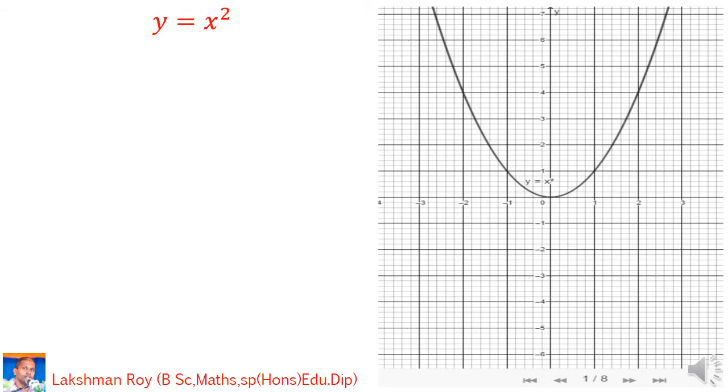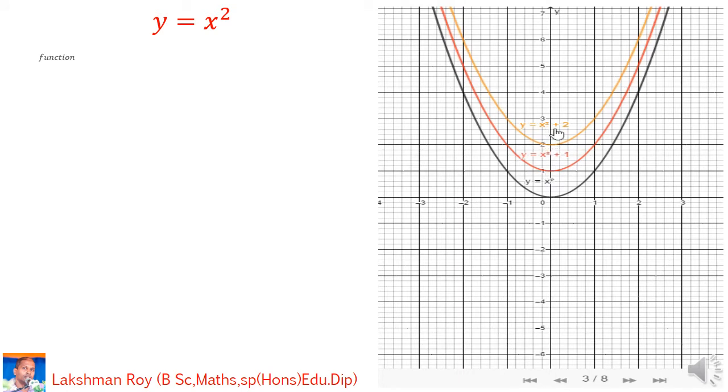Now let's see, students, what happens if the graph of y equals x squared is translated. That means it moves upward or downward only along the y-axis. So let's see what happens to the function. This is the original function, y equals x squared, the minimum of the parabola. Then I moved 1 unit up: y equals x squared plus 1.